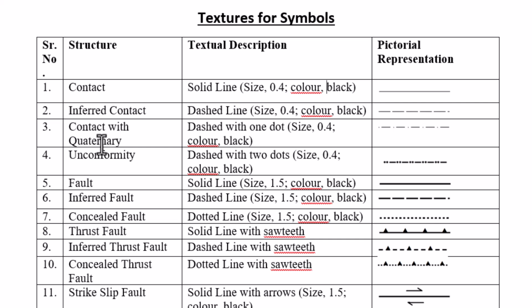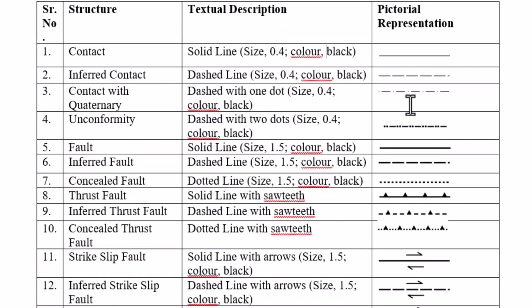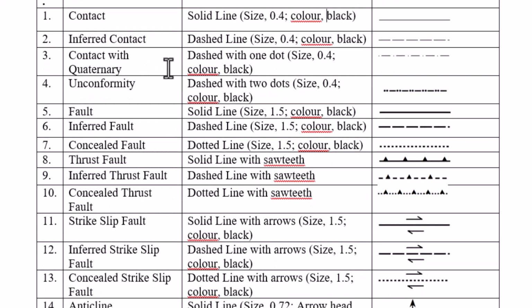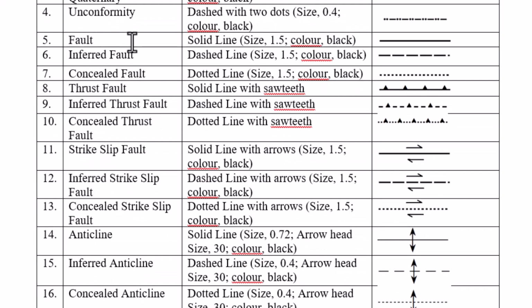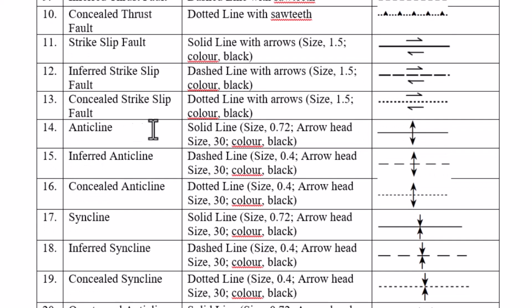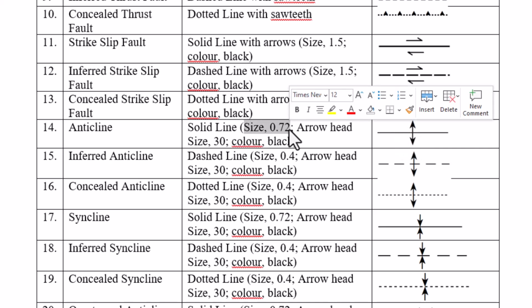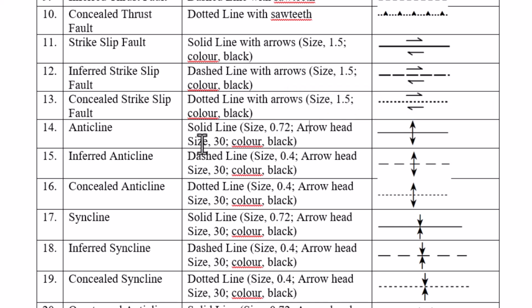For contact with quaternary sediments, you can use a dash line, dash with one dot. This one is used for the unconformity. For faults, you can use a solid line. For thrust fault, you can use a line with teeth, saw teeth, like this. For anticline, you can use a solid line with arrowheads. The size of the line is 0.72 and the arrowhead size is 30.